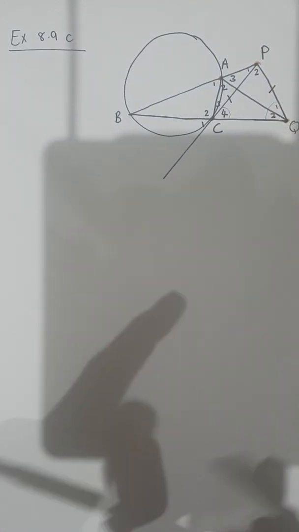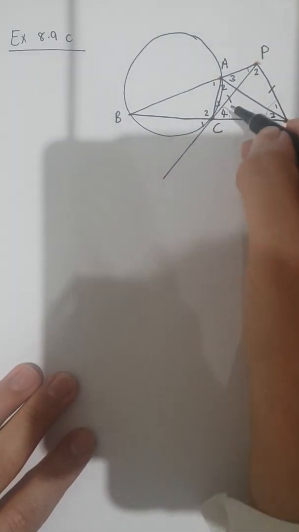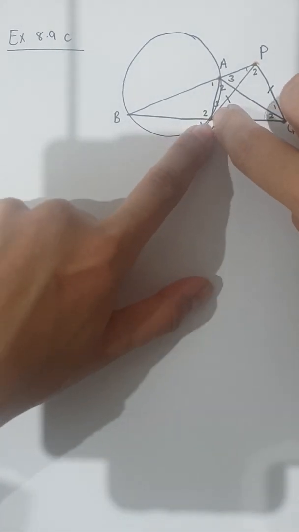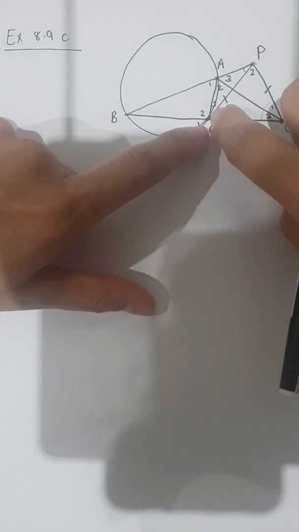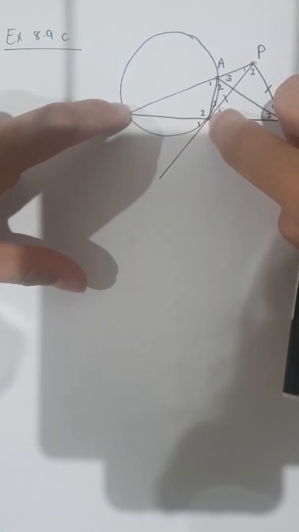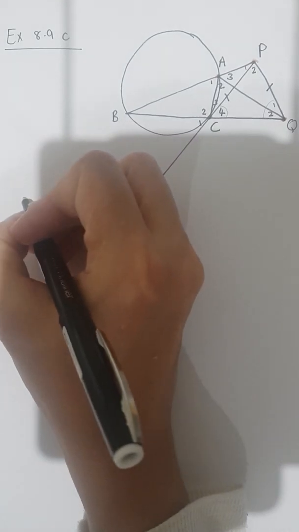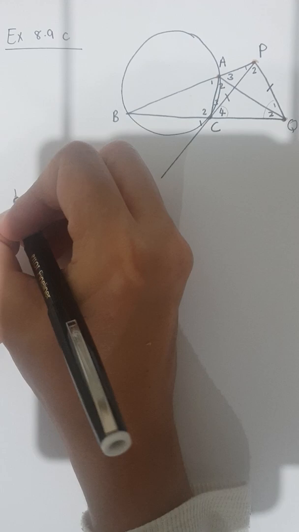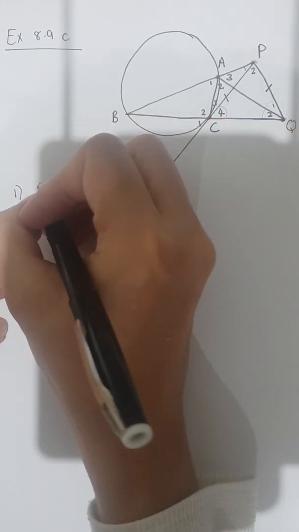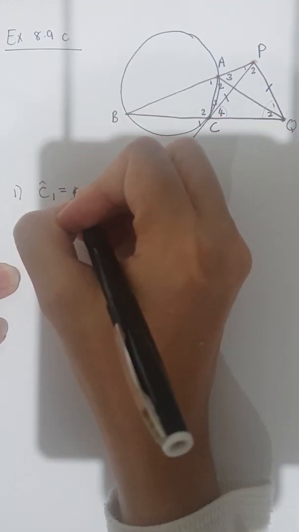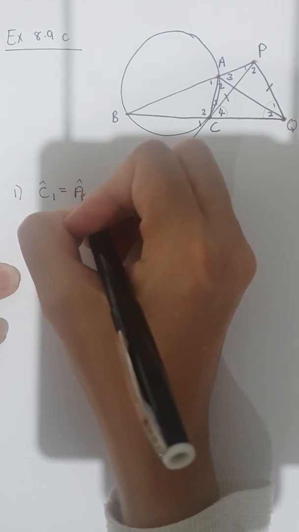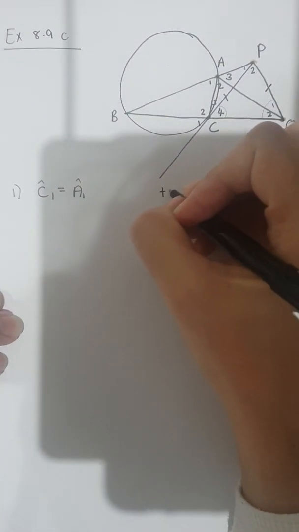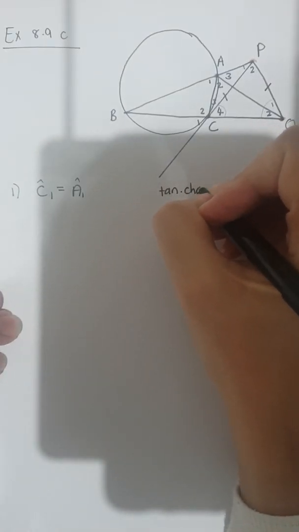I have a tangent that's been given to me, so that's where I'm going to start. I'm actually going to use this angle here. So I'm going to say, this is question 1, angle C1 is equal to angle A1, because there my tangent goes and ends. That's tan chord is my reason.